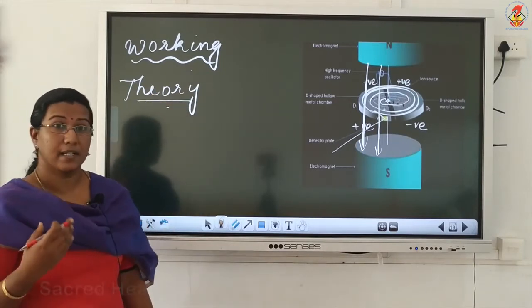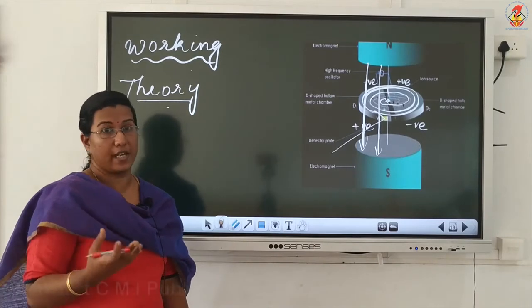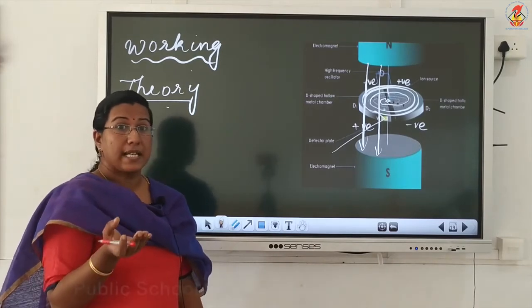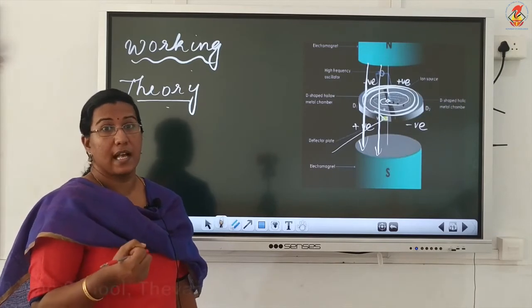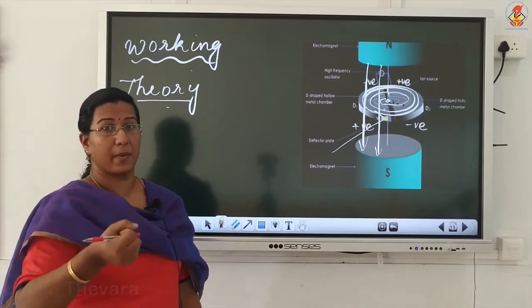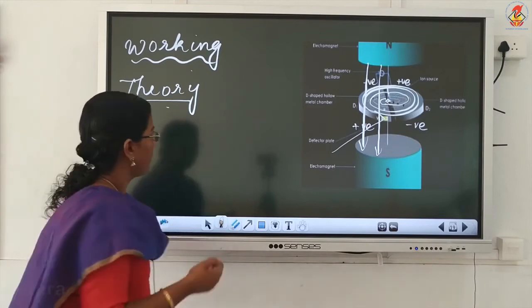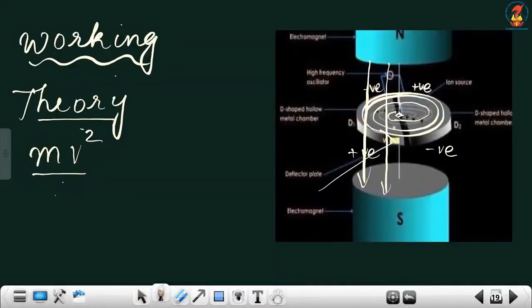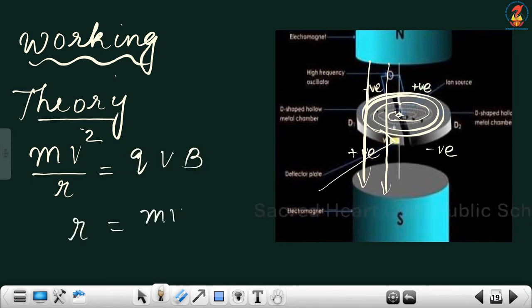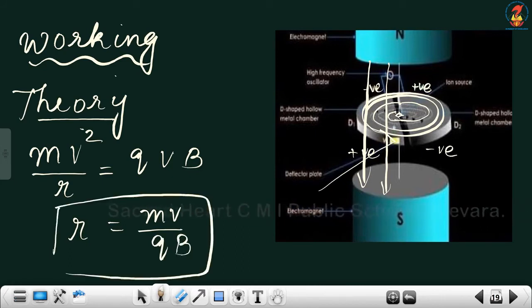You know that the particle is moving perpendicular to the external magnetic field. It experiences a magnetic Lorentz force, and that Lorentz force will make the particle move in a circular path. Which means the centripetal force here is provided by our magnetic Lorentz force, qvB, and the radius of the path will be r = mv/qB. If you look into this equation, as velocity increases, the radius of the path is also increasing.